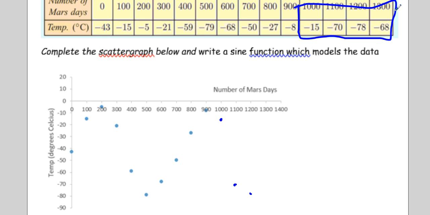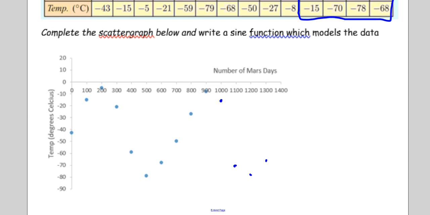And notice that it goes up to 1,400, but the data doesn't. So we just go up to 1,300. Negative 68, where's that? Fabulous. So this is meant to be what, when you do an IA and you model trig, quite often your points aren't making a perfect sine wave, so you've just got to do your best with what you've got.